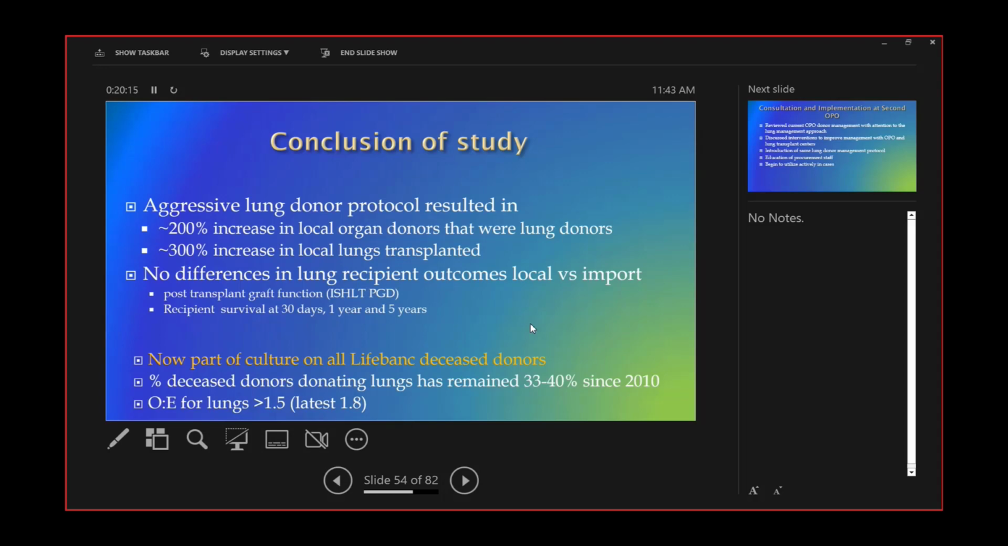So this became our normal pattern, and ever since then, about 35 to 40% of our donors on an annual basis are lung donors. And our O to E for lungs, our latest, from last month or two months ago, was around 1.8. It varies month to month, but our O to E for lungs was somewhere around 1.8.